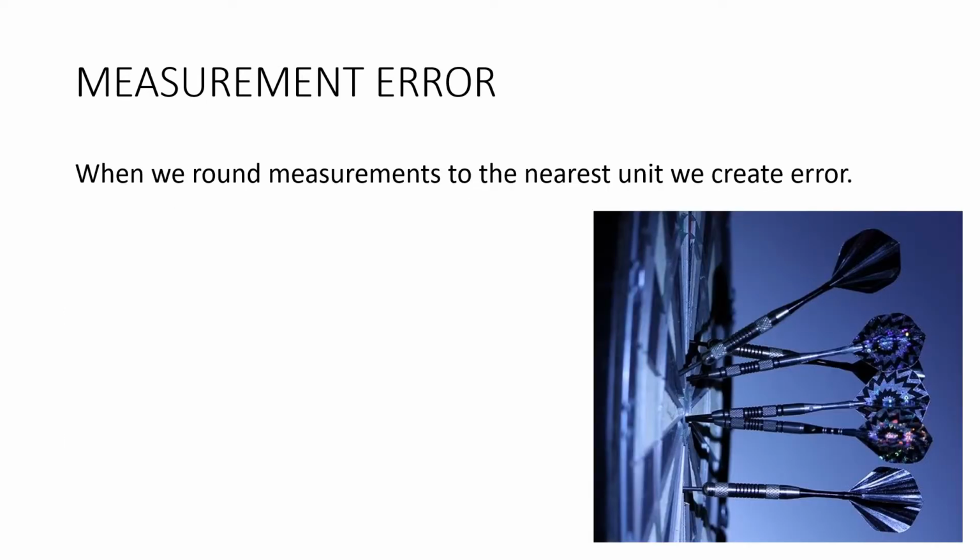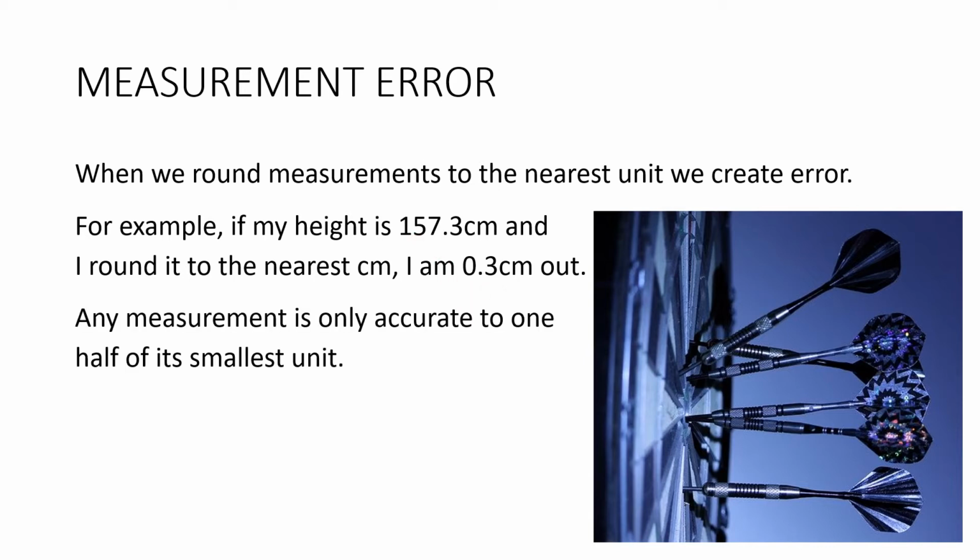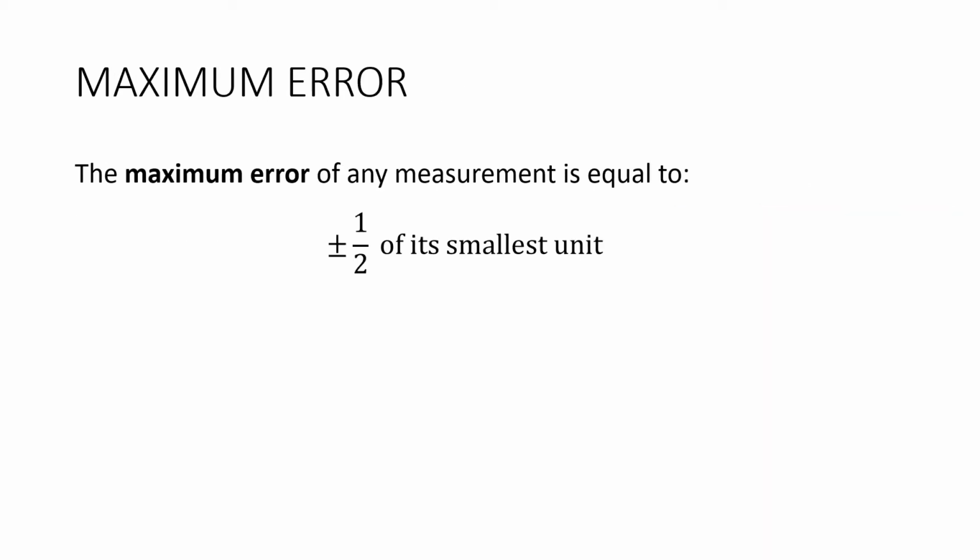So when we round measurements to the nearest unit, we create error. For example, if my height is 157.3 centimetres and I round it to the nearest centimetre, that's 157 centimetres, I am 0.3 of a centimetre out. So any measurement is only accurate to 1/2 of its smallest unit. Or we could say that the maximum error of any measurement is equal to plus or minus 1/2 of its smallest unit. Now what does this mean, the smallest unit?